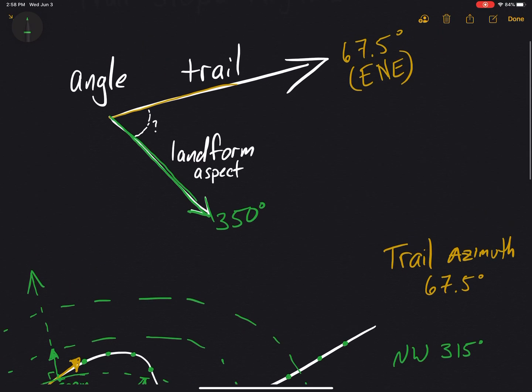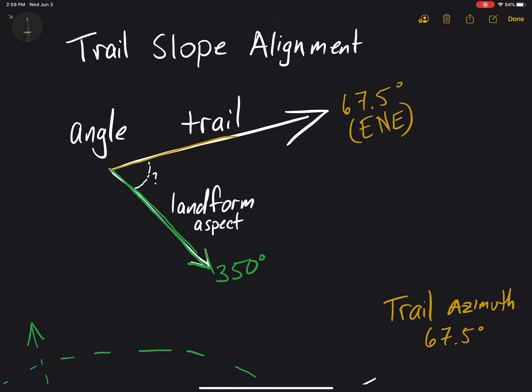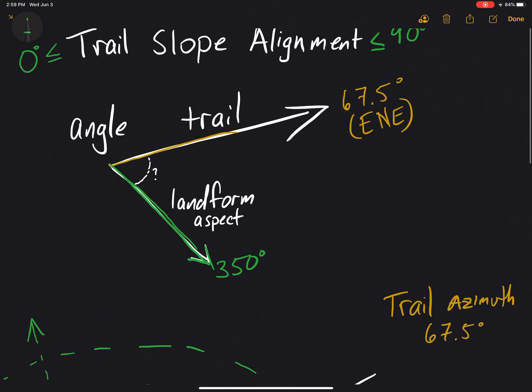So our question is, what's the angle between 67.5 and 350 degrees? Well, trail slope alignment angle is a little bit weird in the sense that it is always less than or equal to 90 degrees, and it's always greater than or equal to 0 degrees. Let's take a look at what each of those cases would look like, and then we'll get back to our little map example.